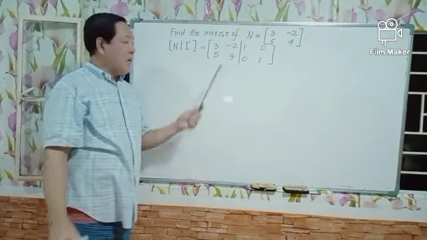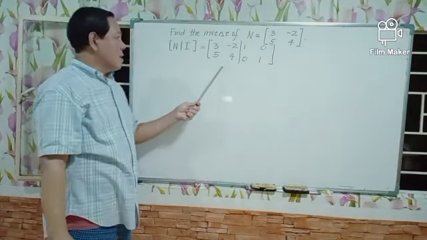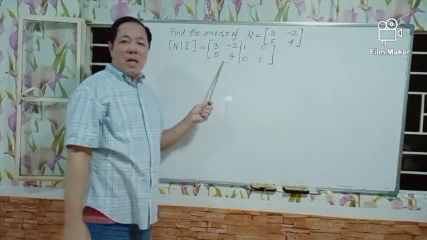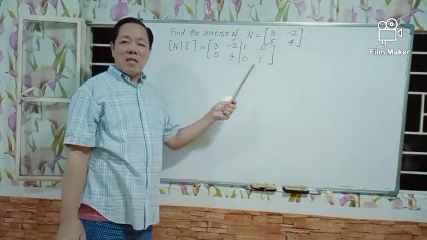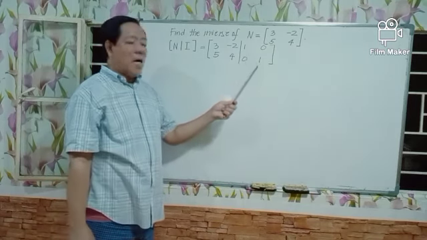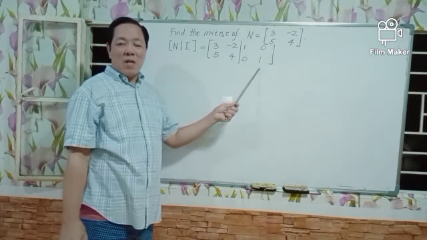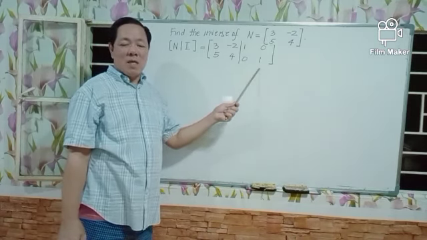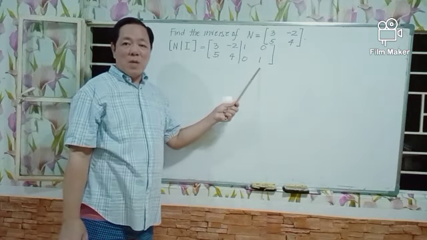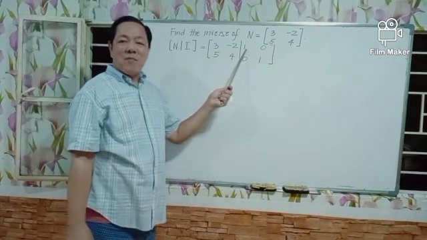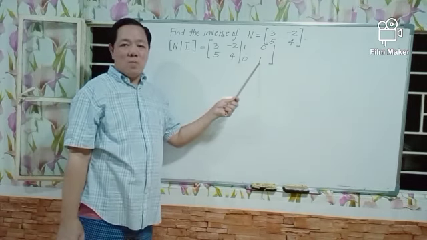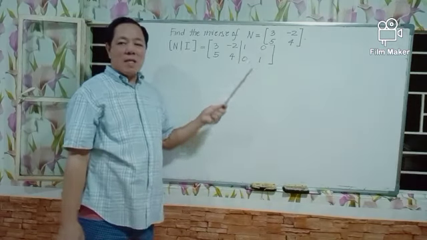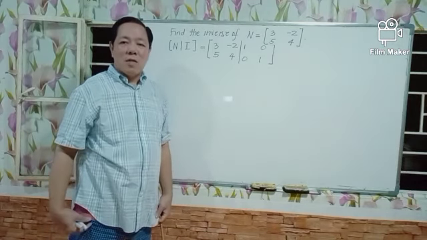We start from this matrix. It's the given matrix N and the identity matrix of size 2 by 2. The diagonal entries are 1. The diagonal entries are those entries in the same row number and same column number. This is the entry in the first row and first column, and this is the entry in the second row, second column. And the rest of the entries in the identity matrix are 0.